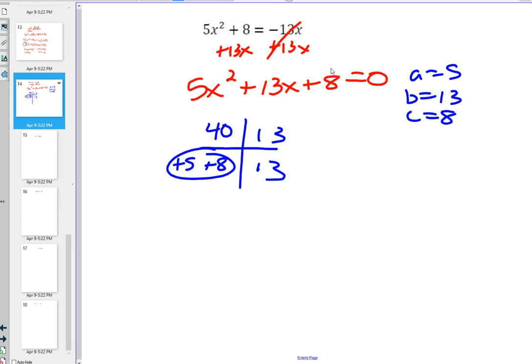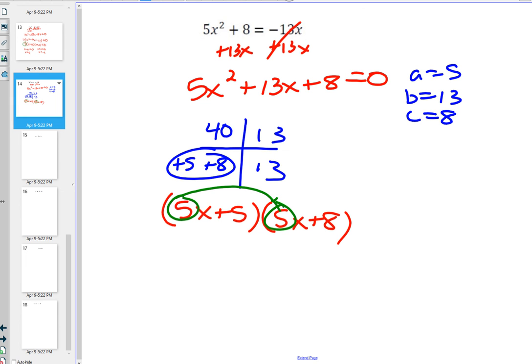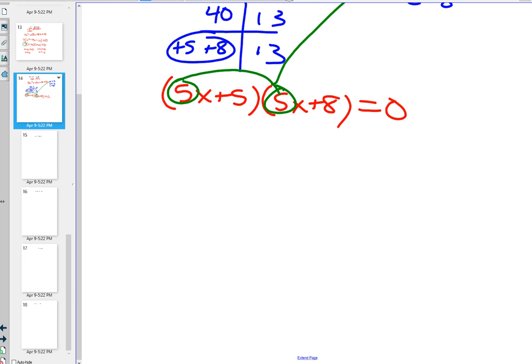But you can't forget to write that 5 in front. So 5x plus 5 and 5x plus 8. The 5 that was in front came from that 5 there. The other numbers came from the table. And this was an equation equal to 0, so we keep it equal to 0. If there's anything in common, like these do, you're supposed to divide it out. So this gives you x plus 1, and this gives you 5x plus 8.